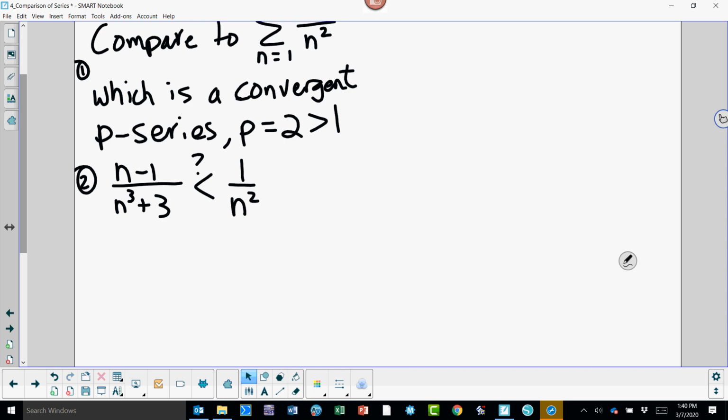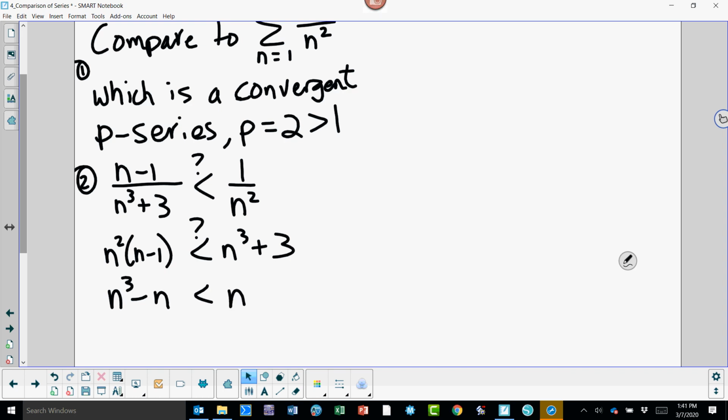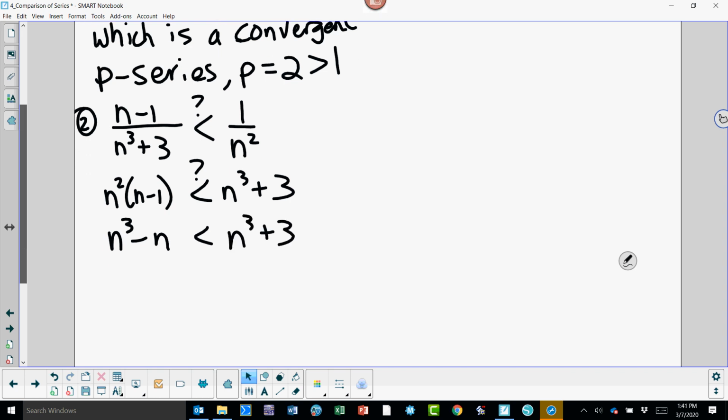So I'm going to multiply n squared times n minus 1, and then on the right I'm multiplying 1 times n cubed plus 3. So again, I still have a question mark. Now multiply out the left and leave the right. Is this inequality true? Well, it should be super easy to tell that as long as I start with 1, now it may not be true with a bunch of negative numbers, things like that, but it doesn't matter. I care about what's true when I plug in 1.